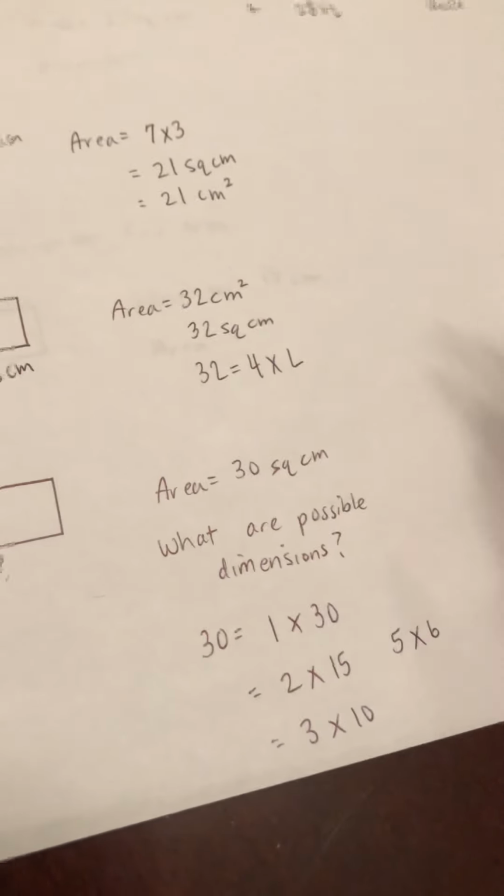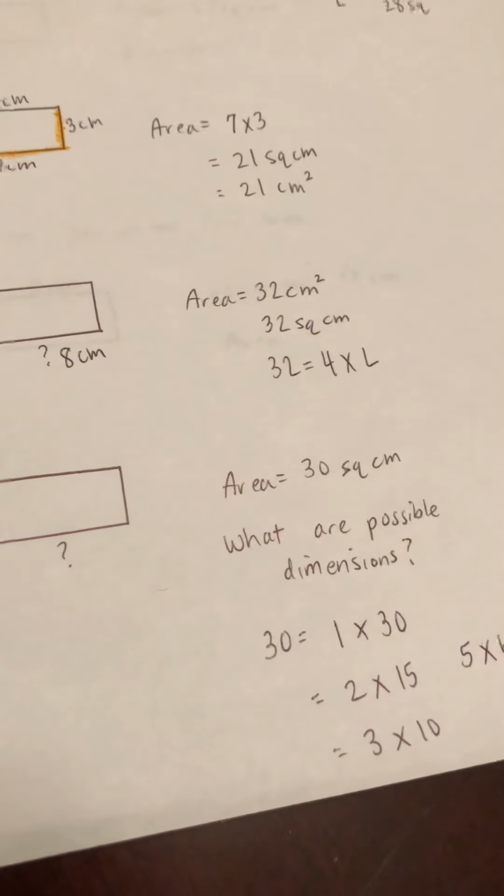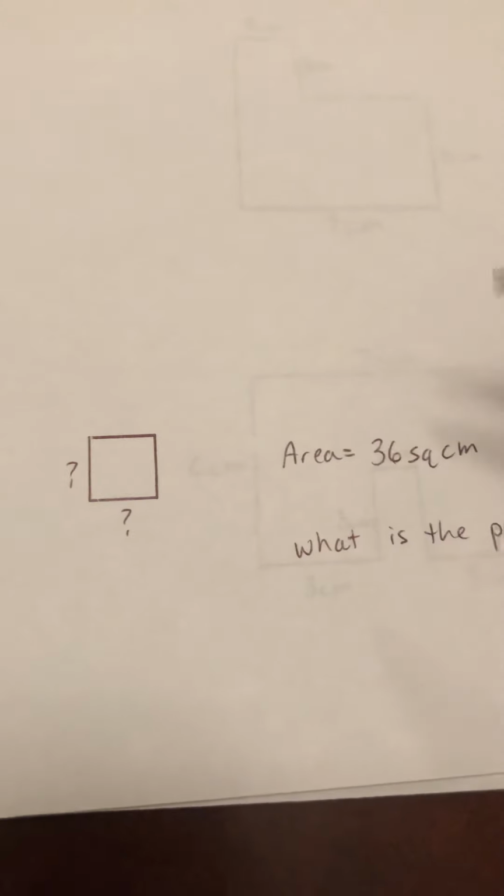And I could do a 5 by 6. All of these are possible dimensions that we could have for lengths here if we're given a total area of 30 square centimeters.